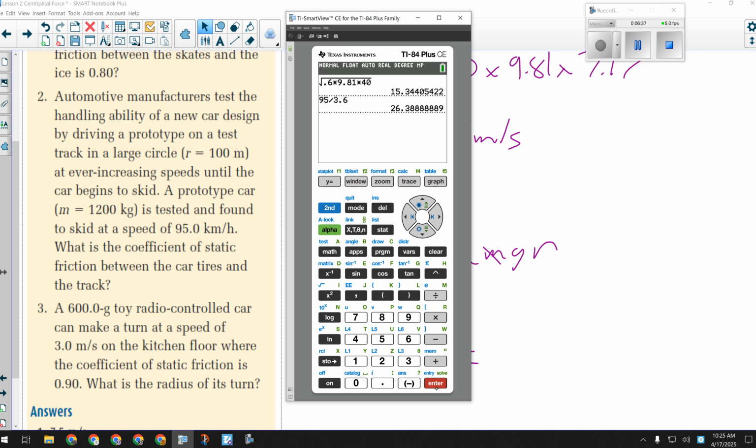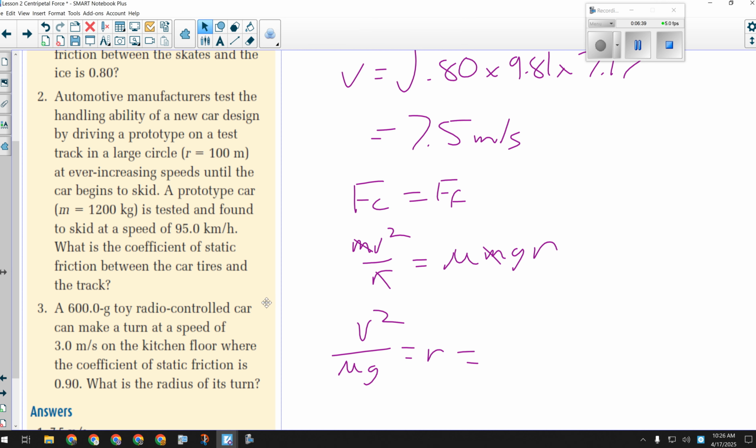to be 26.4. We'll just keep all of the decimals there. So 26.4 squared divided by, we're looking for coefficient of friction, not radius. Easy switch. I'll just put r over here and put mu there. Now we're good. Same manipulation.